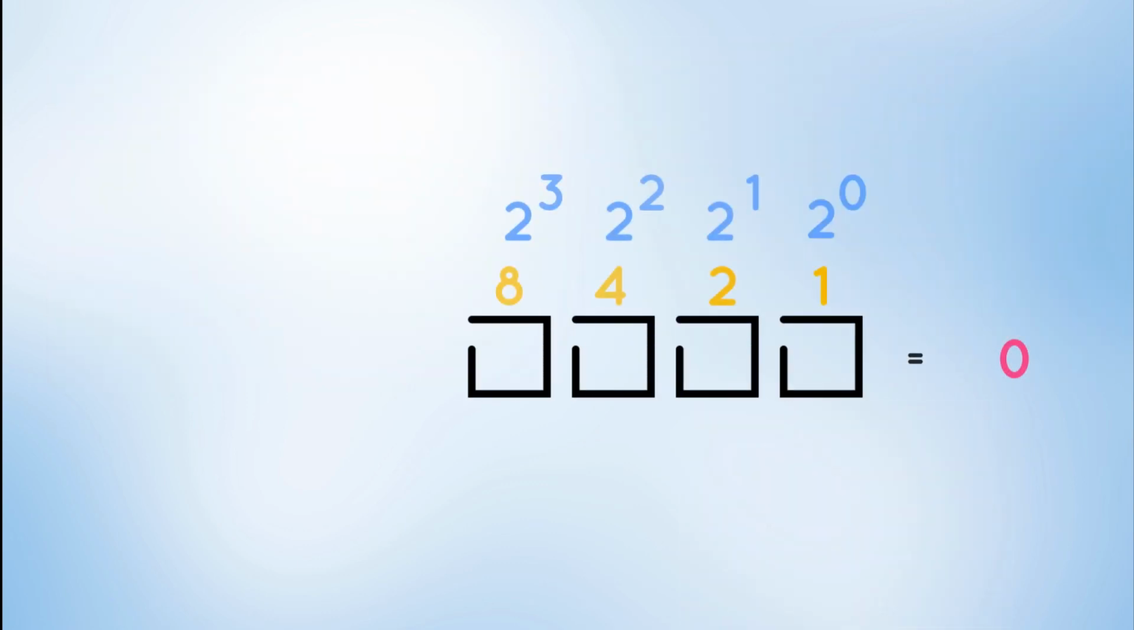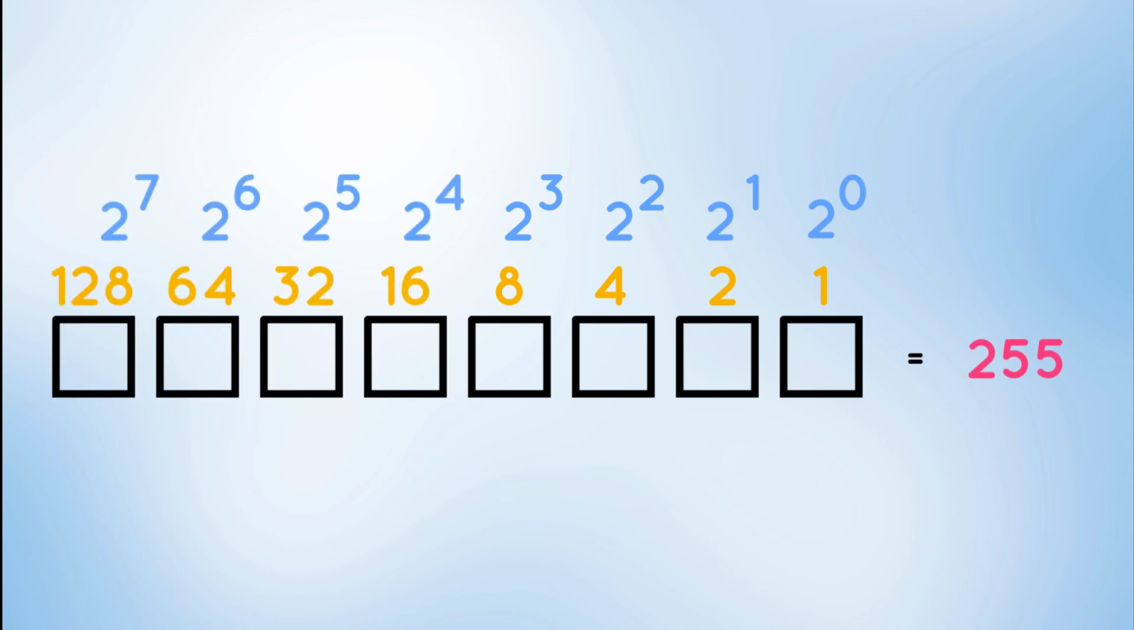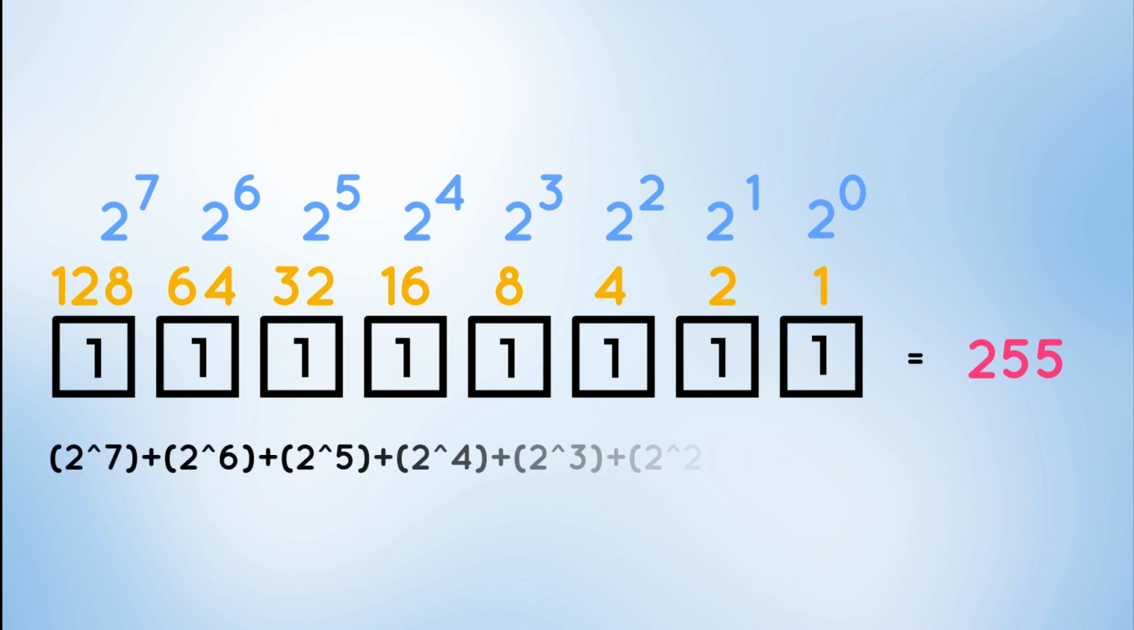What's the binary representation of 0? Well, none of these numbers go into 0. So we leave 0 for each placeholder, leaving us with a binary representation of 0, 0, 0, 0. What about 255? Well, for that we'll need 8 placeholders, 2 to the 0 up until 2 to the 7, and so if you do the math we just talked about, you'll realize that its binary representation is all 1s. 8 1s, as all of these numbers add up exactly to obtain 255.